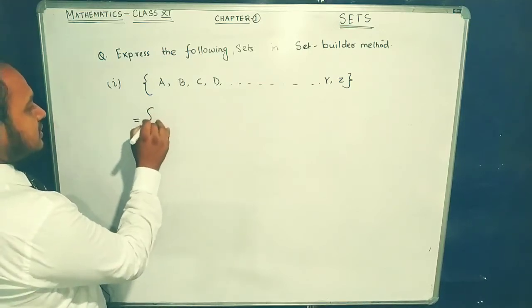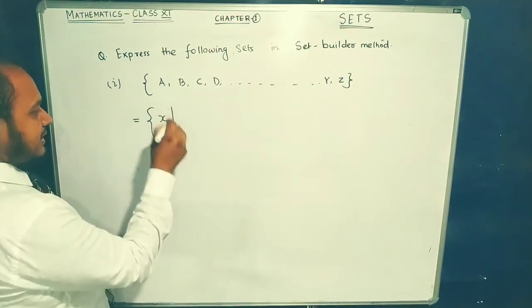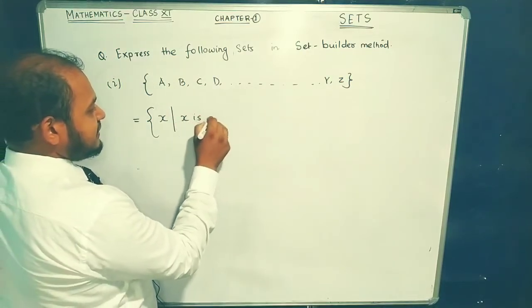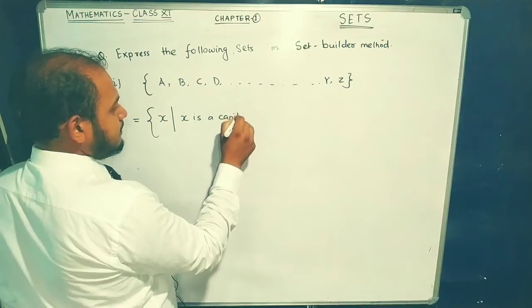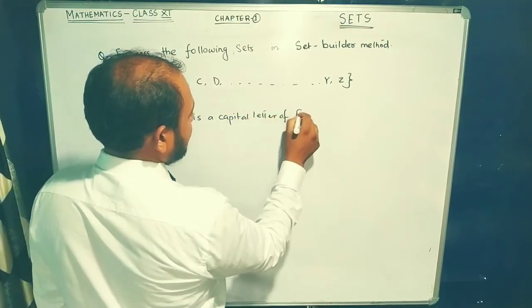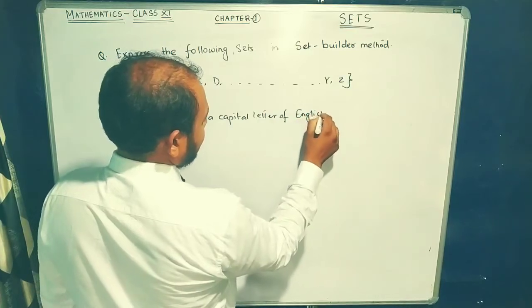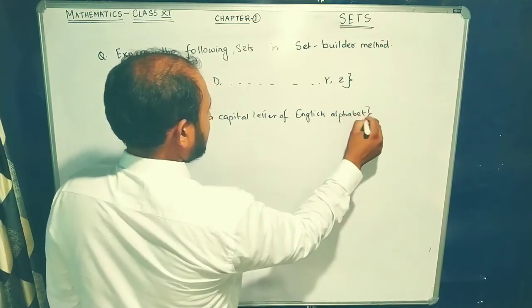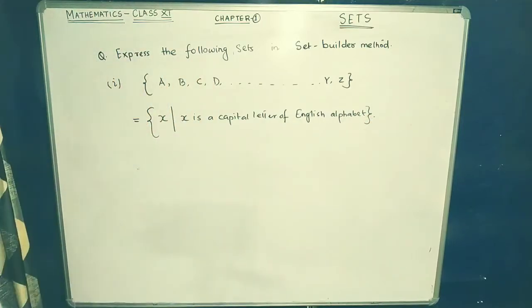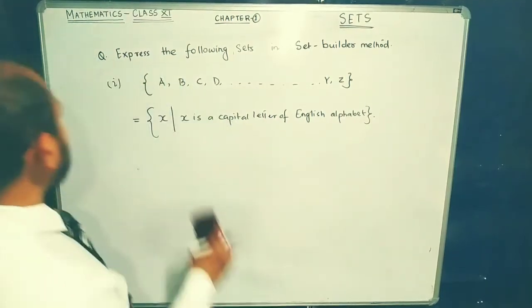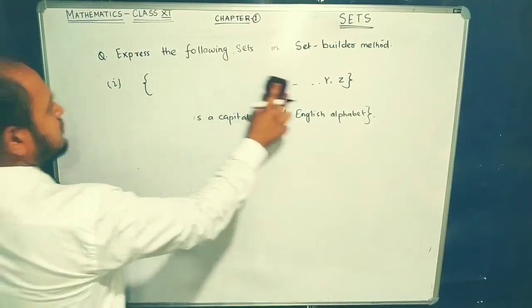You will say this is a collection of several x's in such a way that x is a capital letter of English alphabet. This is the set. Very simple. Let's have another question, and this is very important. Try to pay close attention to this question.